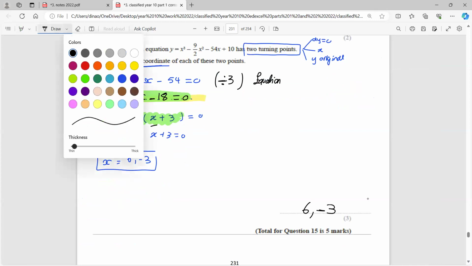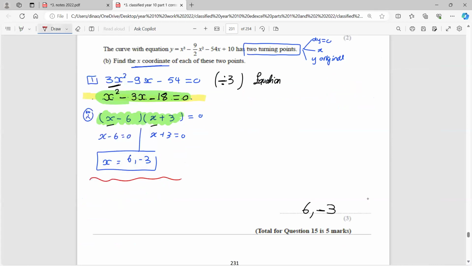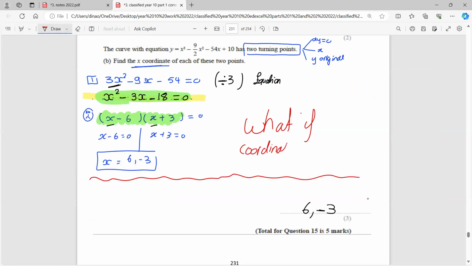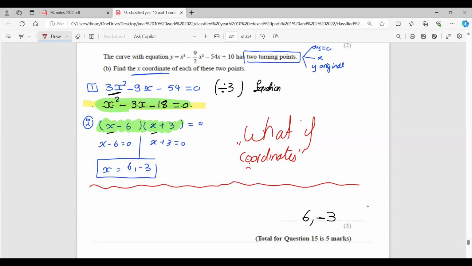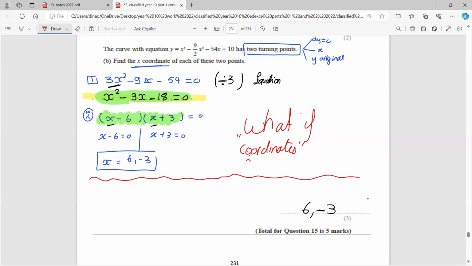But what if the question says find the coordinates of the points? Find the coordinates of these points. Then I will have to find the values of y. And how do I find the values of y? To find the values of y, I substitute in the original equation. Which of these values will I substitute?